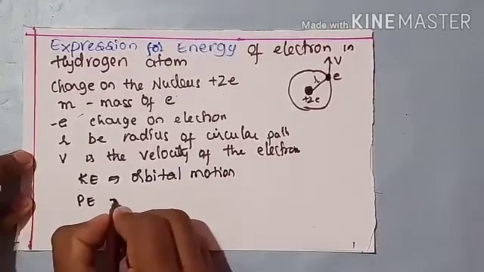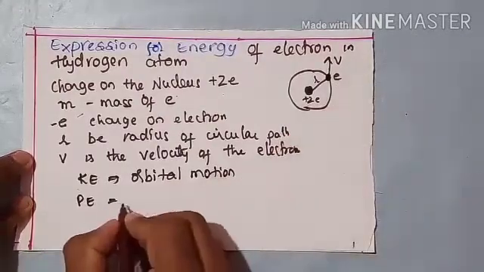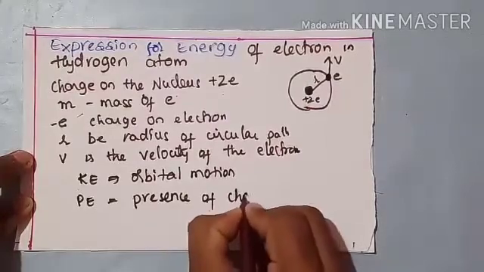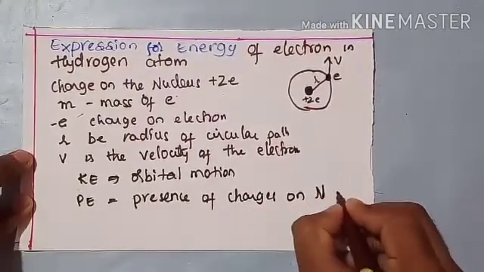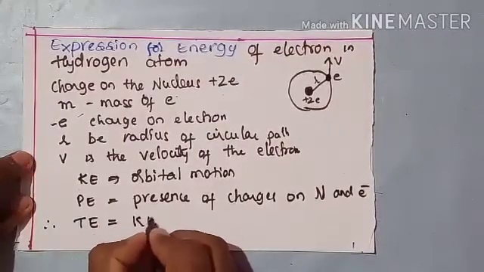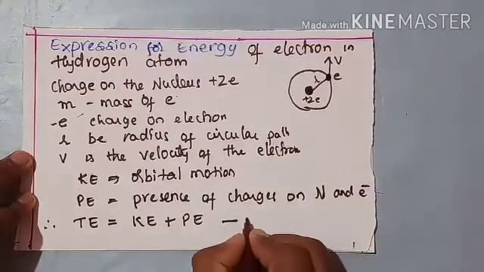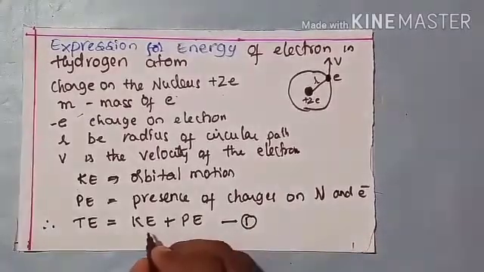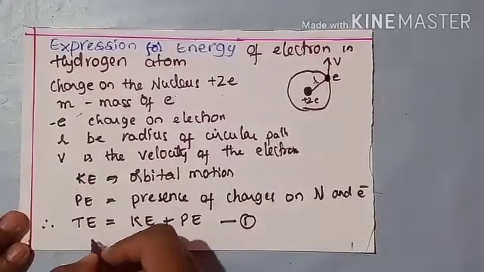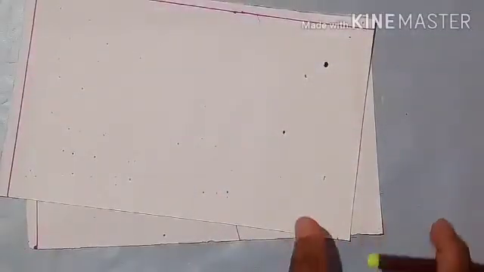And the potential energy is due to the presence of charges on the nucleus and the electron. Therefore, what is the total energy? Total energy is equal to the sum of kinetic energy plus potential energy. Take it as equation number 1. Now we have to calculate the potential energy as well as the kinetic energy and add them, then we get the total energy equation. Understood?